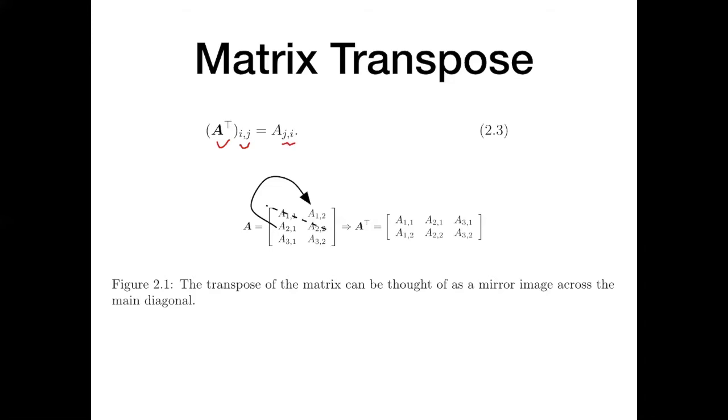The transpose of a matrix can also be thought of as a mirror image across the main diagonal. The main diagonal is the line starting from the upper left corner and running down to the bottom right corner. So this line is the main diagonal of this matrix.